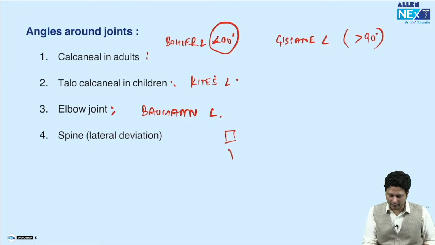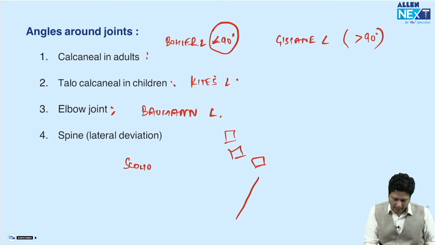Then spine, lateral deviation. You know, if there is a laterally deviated spine, that means a scoliosis, a scoliotic abnormality, and they construct the angle. The name of the angle is Cobb's angle.